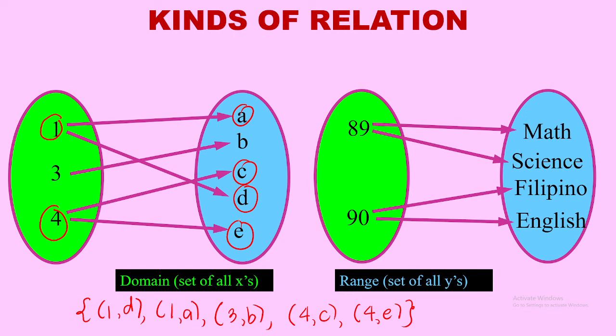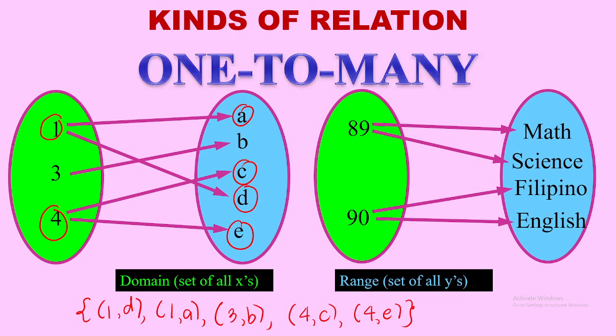And this is what you call a one-to-many relation. In a one-to-many relation, the repetition exists in the domain. Again, the repetition is found in the domain. As you can see, 1 is repeating, 4 is repeating, and those numbers are found in your domain.